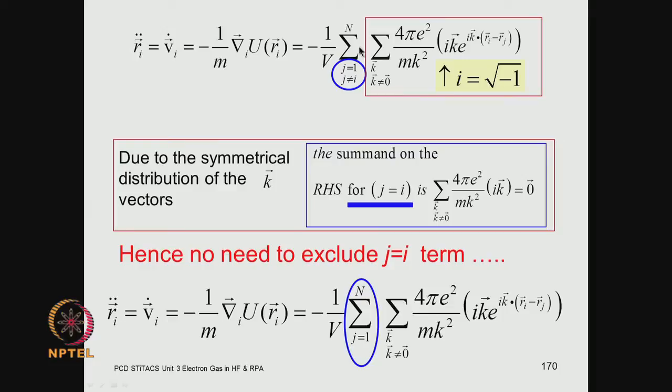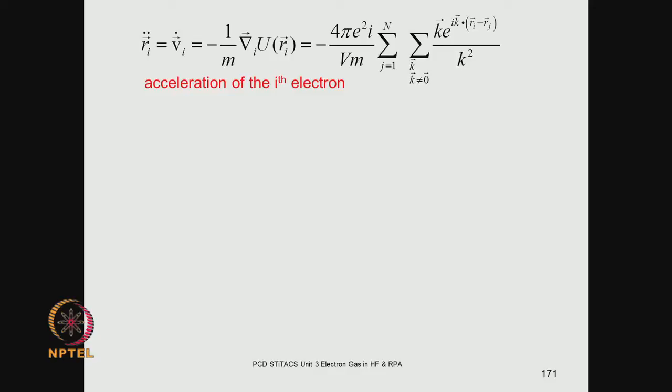So now we write this summation over j going from 1 through n, but we do not specify any further that j equal to I has to be avoided. So this j not equal to I is not written over here. We are letting j equal to I as well, because it really does not matter. Okay. So this is our expression for the acceleration.